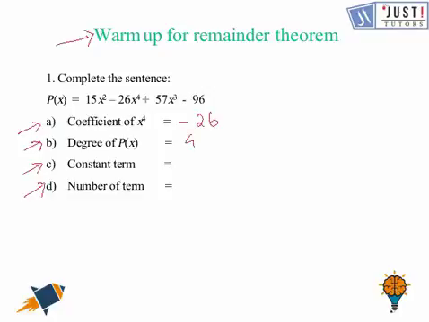Now the next is we need to find the constant term of the polynomial. The constant term, as you can see, is minus 96, without any variable. The next is the number of terms. Now we need to count the number of terms in the given polynomial. So that would be 1, 2, 3 and 4. So the answer is 4.